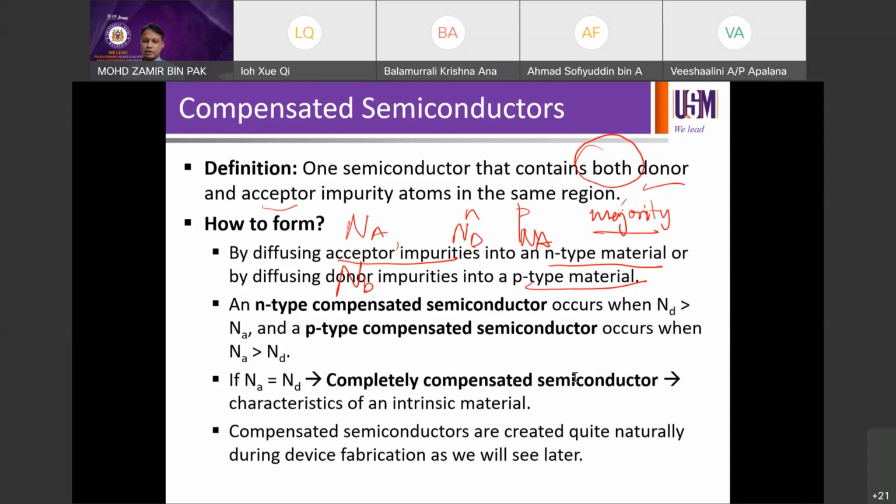Hassan, a carrier with either more holes or electrons? Yes, but how do you simply define a majority carrier? Kalau ada orang tanya, majority carrier itu apa? How do you define it simply? We know that in N-type, majority carriers are electrons. In P-type, majority carriers are holes. But what is a majority carrier?